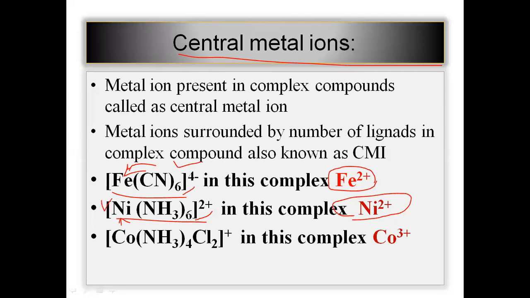Now another example of a complex. There is the cobalt and there is ammonia, (NH3)4 and Cl2. So the ammine and chloride are the two types of ligands in the complex, and this cobalt is the metal ion, present in ionic form at the center of this complex. So it is called the central metal ion.